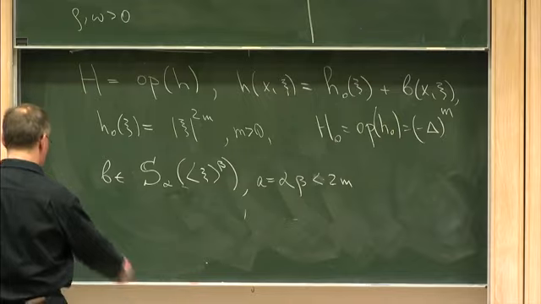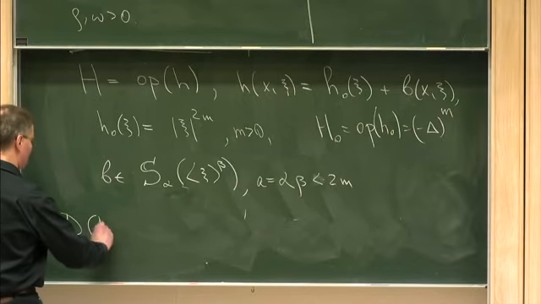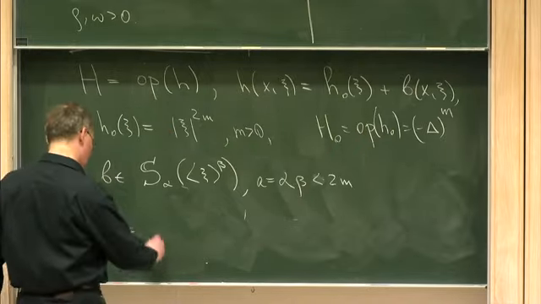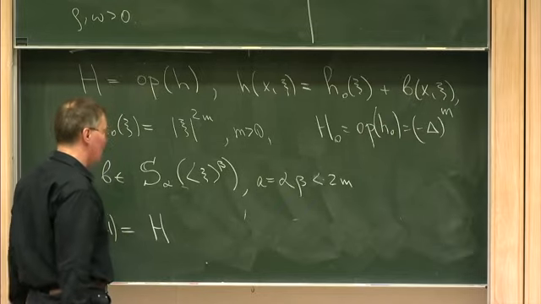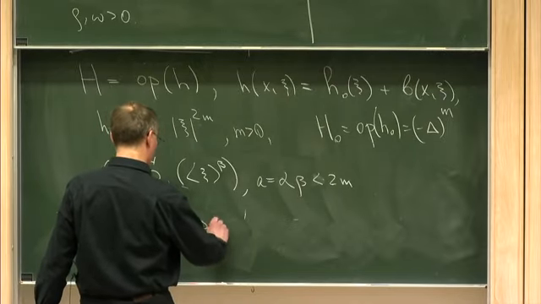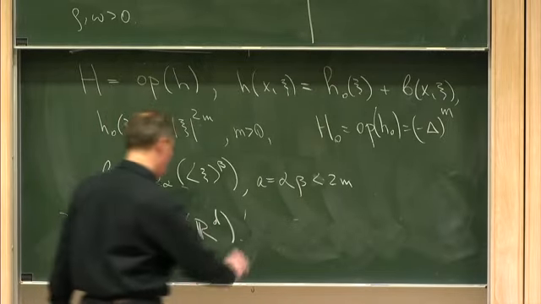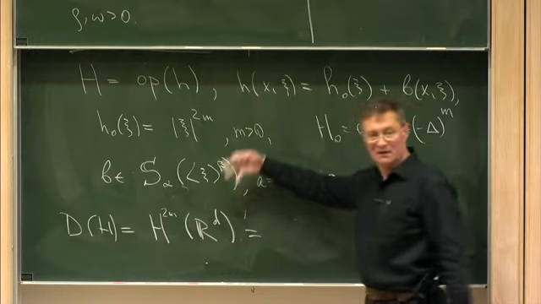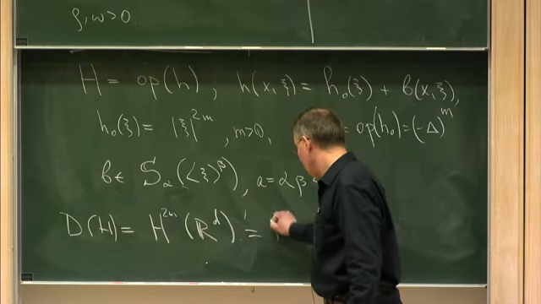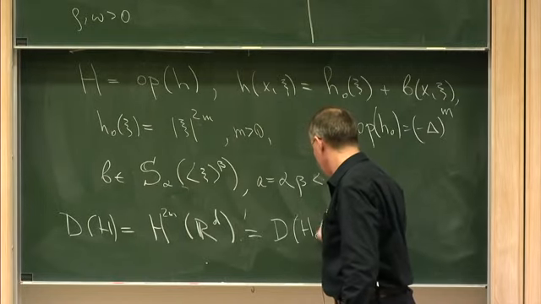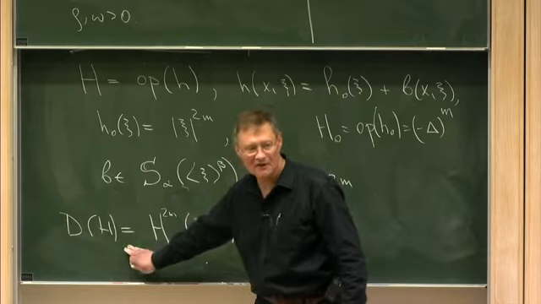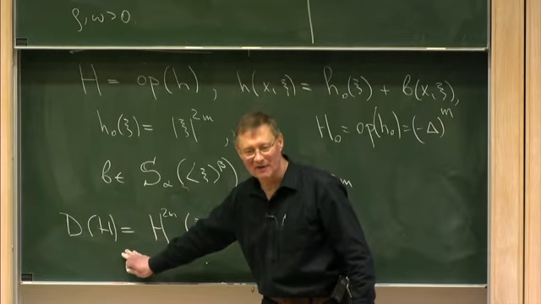Okay? So the domain of this operator will be, because of this, the space H to the 2m of R^d. Okay? And as I said about this infinitesimal boundedness, that was the first statement, and this is the second. This is because of the infinitesimal boundedness.